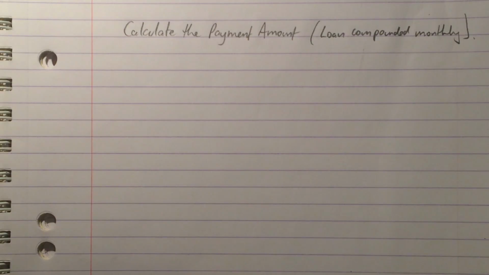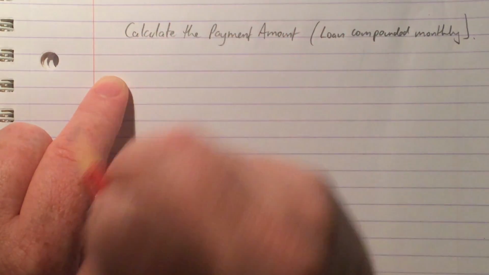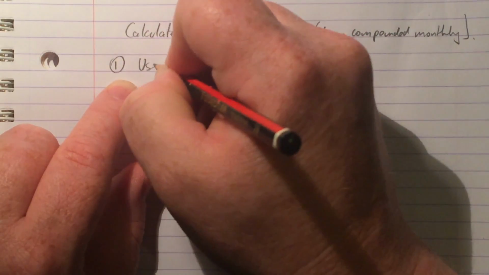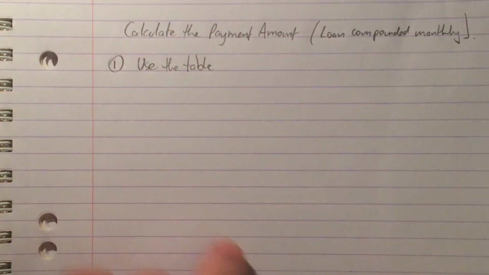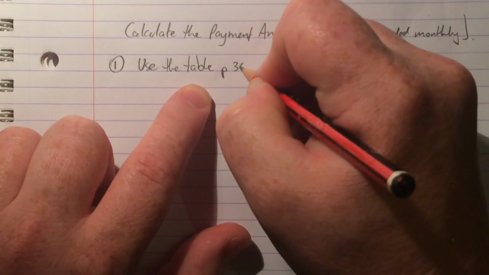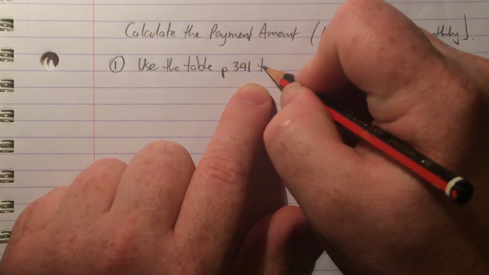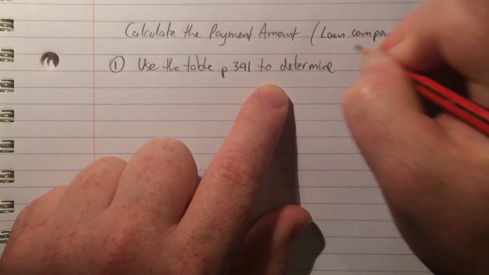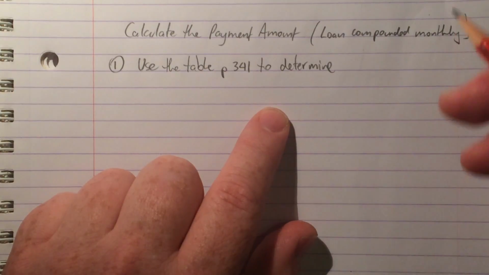The first thing that we need to do is determine what the payment amount per $1,000 borrowed will be, and we do that using the table. So step 1 is use the table, on page 341 of your textbook, to determine the payment amount per $1,000 borrowed.